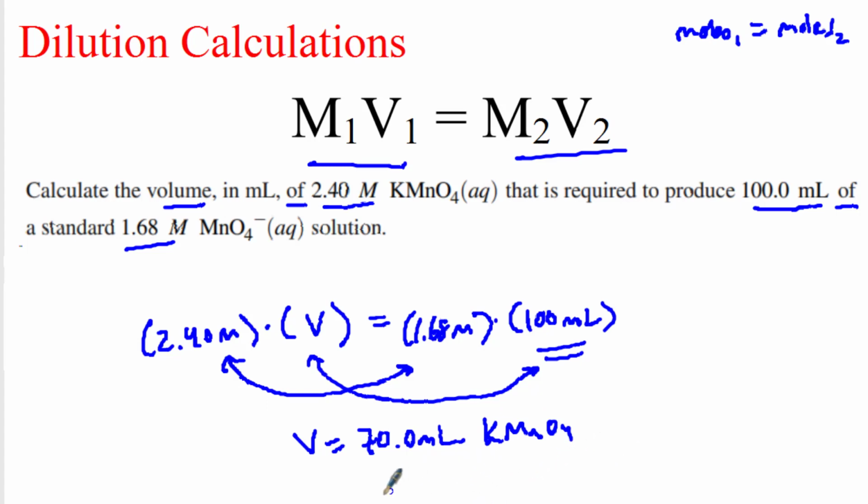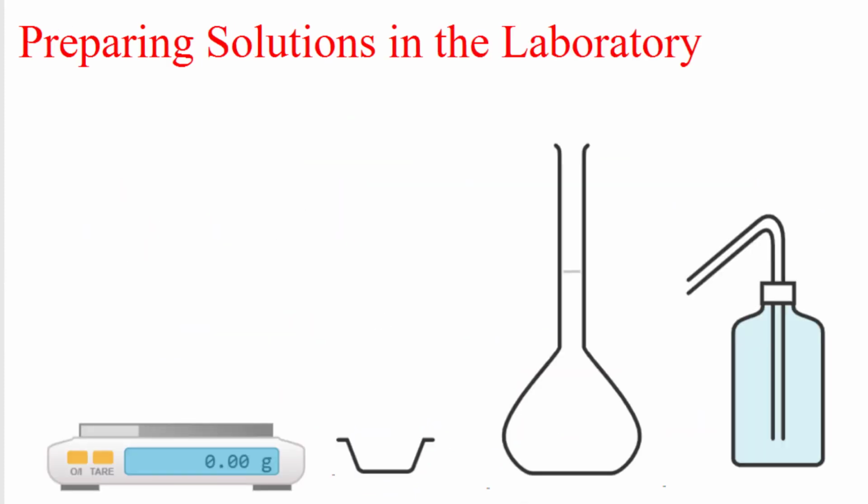So we are going to take 70 milliliters of the KMnO4, and we're putting a little bit of water in. Think about it. If we use 70 milliliters of this really concentrated 2.40 molar to make 100 milliliters, that means we're going to need 30 milliliters of water. And that is called a dilution. And that would make the molarity go down to 1.68 molar. So for every dilution calculation, use this M1V1 equals M2V2. So we're also going to take a look at how to prepare solutions in the laboratory, okay?